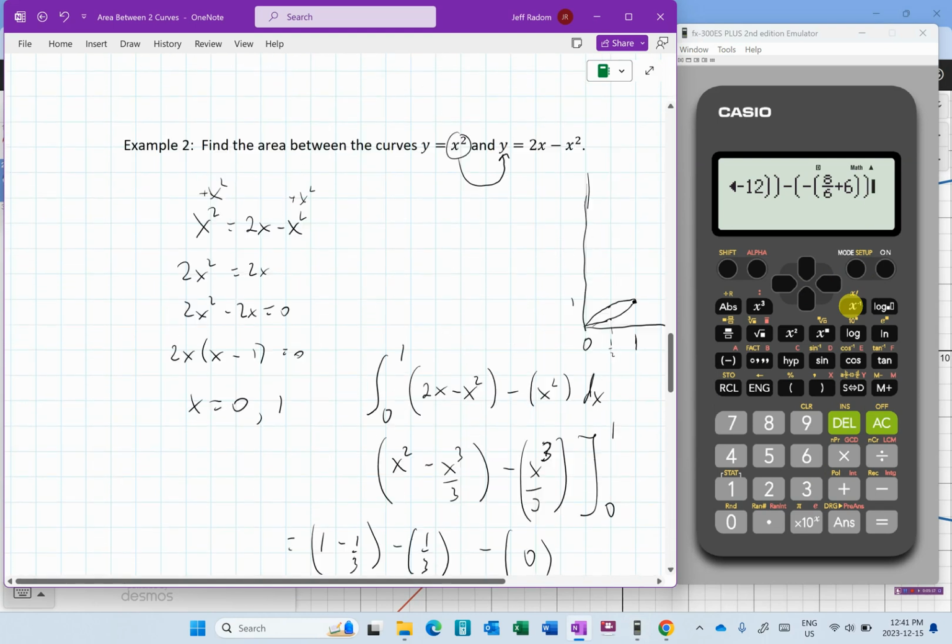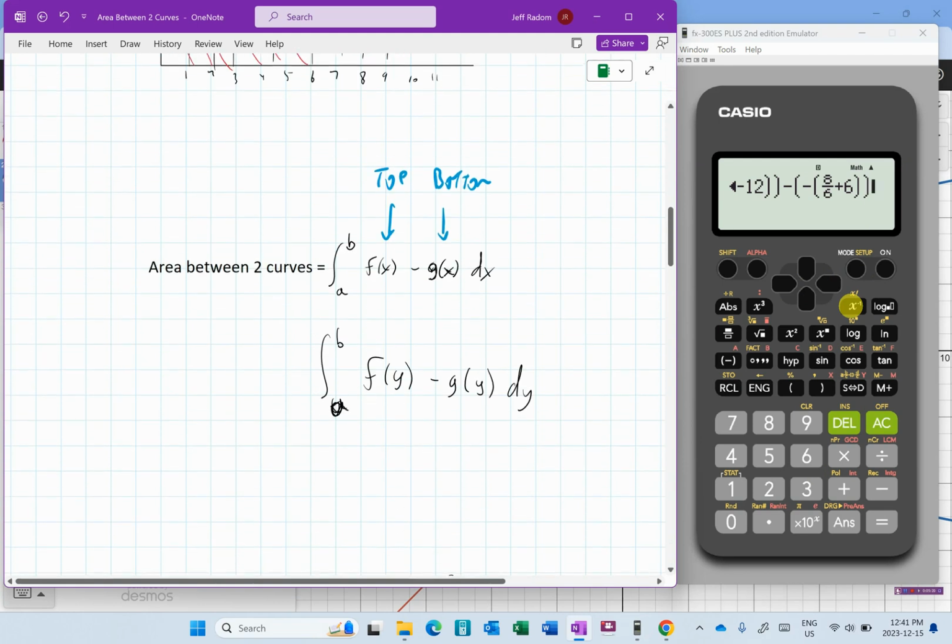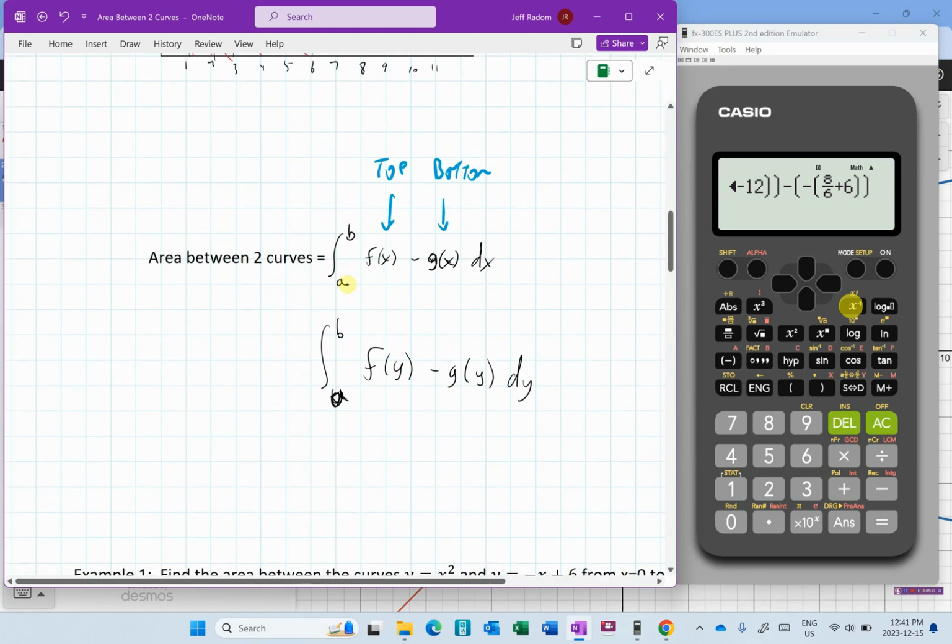So just to review, if we want to find the area between the two curves, we integrate from a to b of f of x minus g of x, f of x being our top function minus our bottom function. And if it's easier to integrate with respect to y, then we can isolate x and write x as a function of y, and then we can do our top function minus our bottom function, integrating up the y-axis from whatever a to b is.